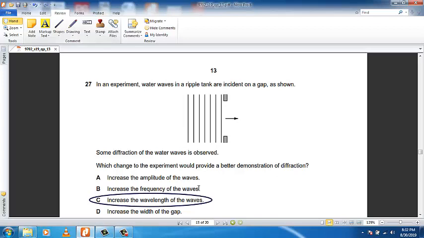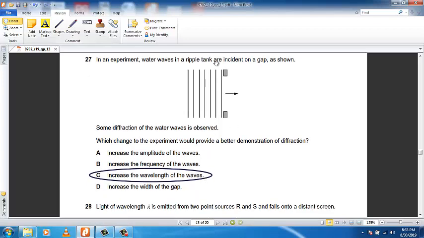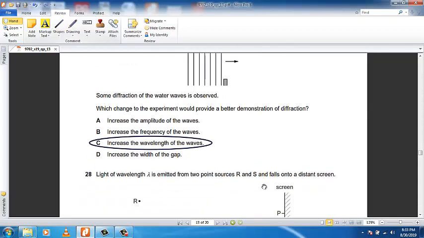In an experiment, water waves in a ripple tank are incident on a gap as shown. Some diffraction of the water wave is observed. Which change to the experiment would provide a better demonstration of diffraction? For this, you must know that this separation must ideally be equal to the wavelength of the wave for best diffraction. So increase the wavelength of the waves. If you increase the wavelength, it would be comparable to this gap, so it would give you good diffraction.